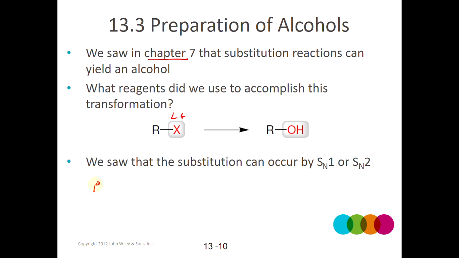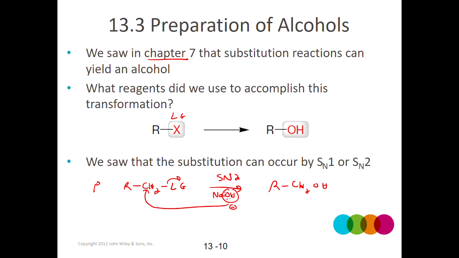We said if we have a primary carbon, then we would expect an SN2, and we could use NaOH or KOH. The OH minus is a good nucleophile. It can come in here, push out the leaving group, and give an alcohol. So that's a good way to make a primary alcohol.